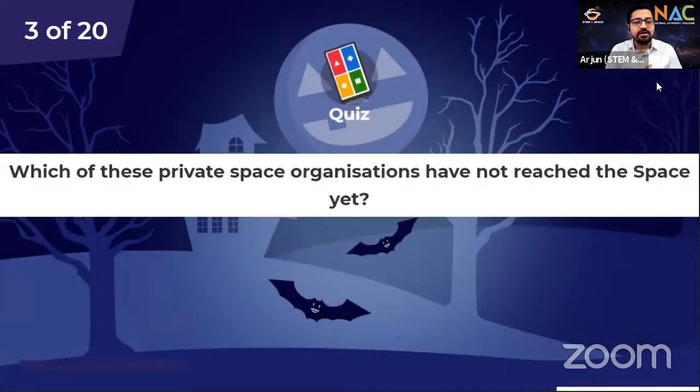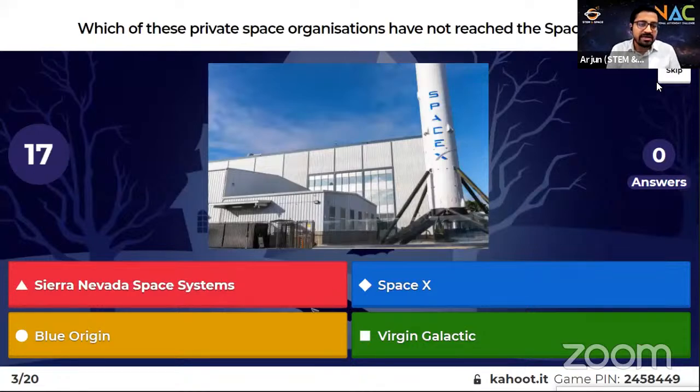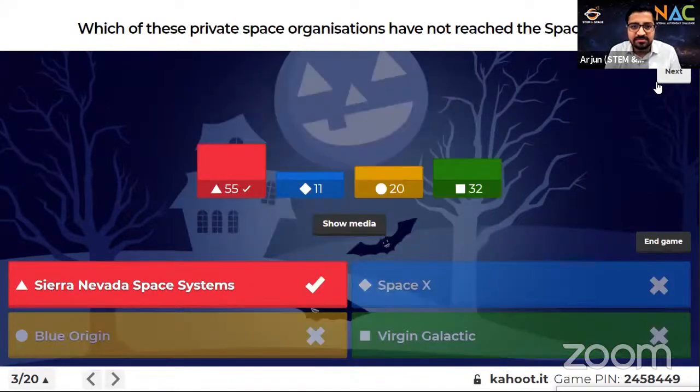Question number three. Which of these private space organizations have not reached space yet? Is it Sierra Nevada Space System? Is it SpaceX? Is it Blue Origin or is it Virgin Galactic? Out of these private space organizations, which one of these companies has not managed to reach space yet? Let's see what your answer is. Yes, good job. The correct answer was Sierra Nevada Space.